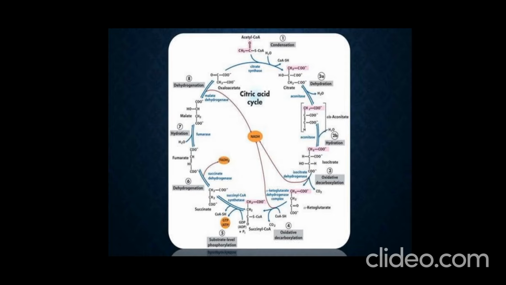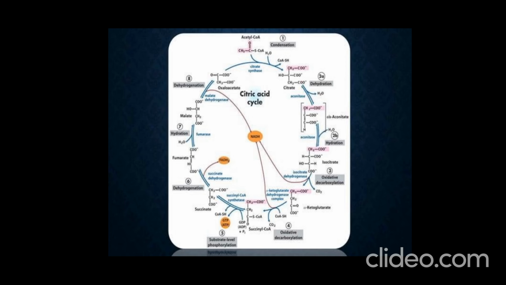Again oxidative decarboxylation takes place. There will be an evolution of one carbon dioxide molecule, and it forms alpha ketoglutarate. Alpha ketoglutarate, with the help of oxidative decarboxylation, forms succinyl-CoA.